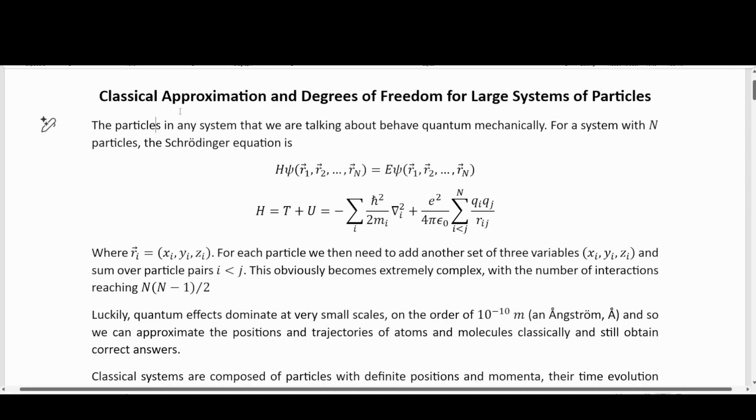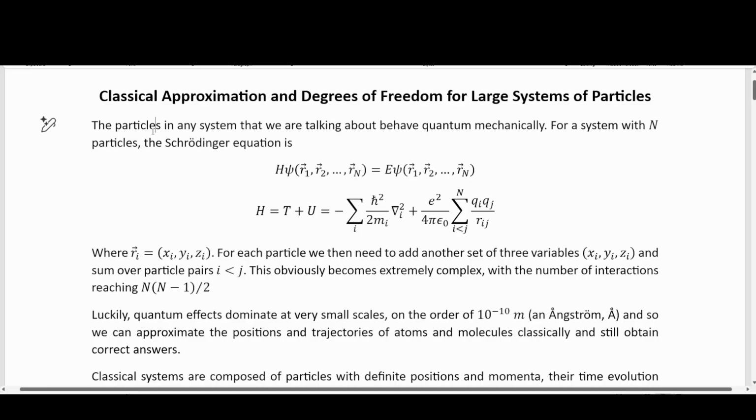In this video, we are going to discuss the classical approximation and degrees of freedom for large systems of particles. I'm going to go a bit fast through the classical approximation stuff, just because while it's important because it underlies pretty much everything we're going to talk about, it's not vital to understanding how to do thermodynamics.